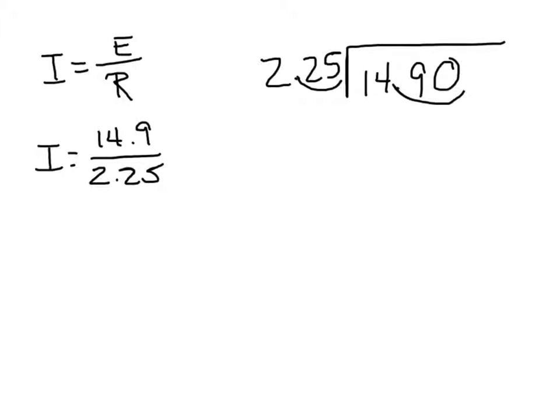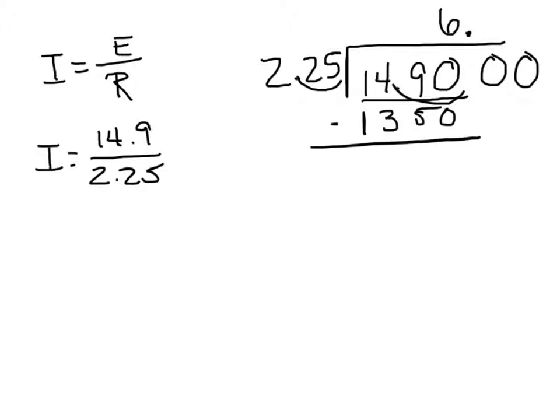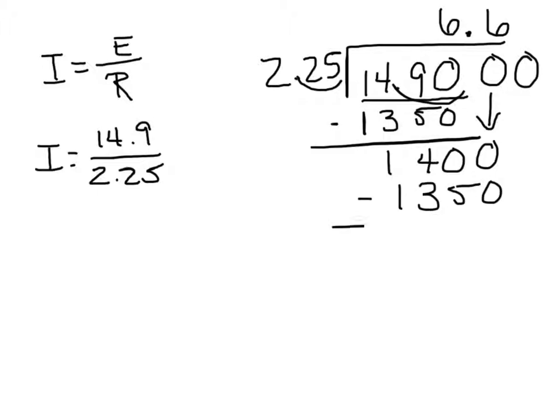I'm going to add 1 0, put my decimal up, then I'm going to add 2 more places because I need to go out 2 spots so I can round to the tenths place. And I need to determine how many times 225 will fit into 1,490. I guessed 6. 6 times 225 is 1,350. Subtract, and then bring down the next digit. And subtract.